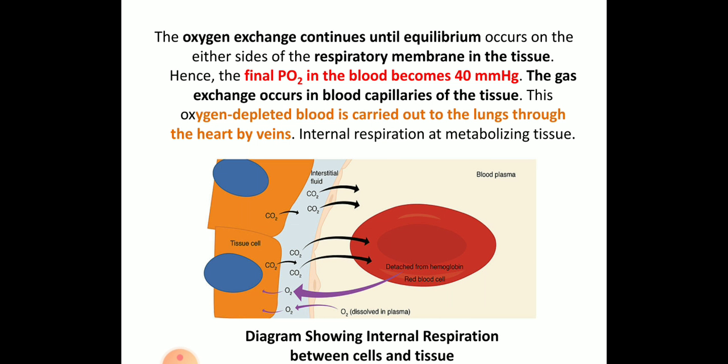So this is how the exchange between the tissue and the cell, or interstitial fluid, takes place. As you can see, the partial pressure of oxygen will be at 40, and later, how this oxygen-dependent blood carriers are very important. These carry it through the veins to the heart and lungs. So this is how the internal respiration takes place between cells and tissue.